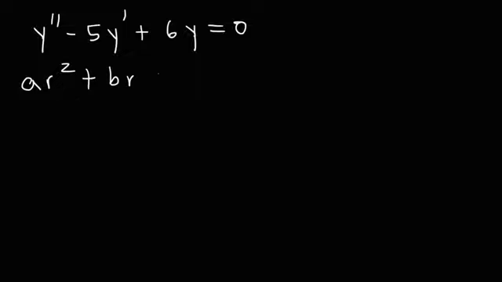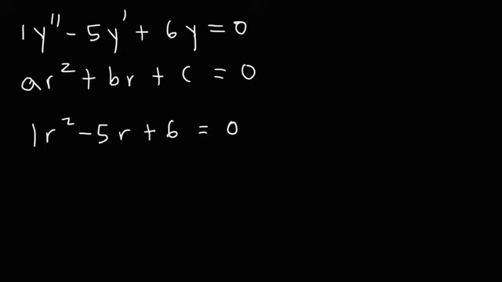Now let's go back to this equation: y double prime minus 5y prime plus 6y is equal to 0. Let's talk about how we can solve this differential equation. First, let's write this quadratic equation below it: ar squared plus br plus c is equal to 0. A is 1, B is negative 5, C is 6. So replacing those values, we're going to have 1r squared minus 5r plus 6 is equal to 0.